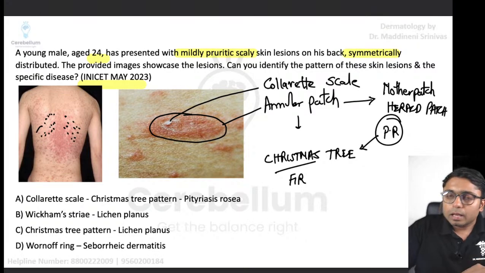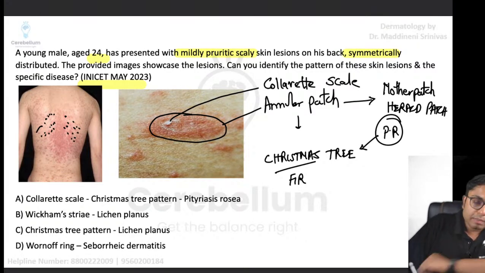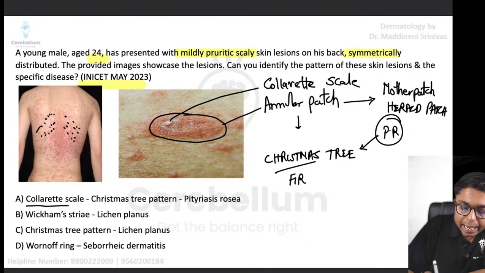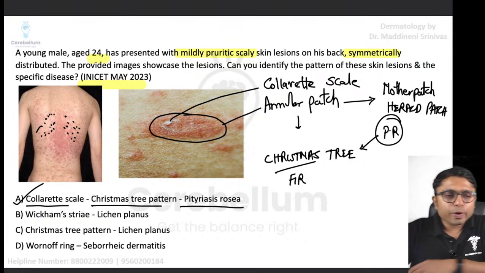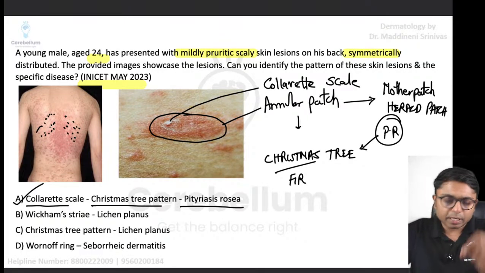Okay, so let us look at the options. What is the first option? It says Collarette scale, Christmas tree pattern, and Pityriasis rosea. So this is going to be straight away the answer for this particular question.